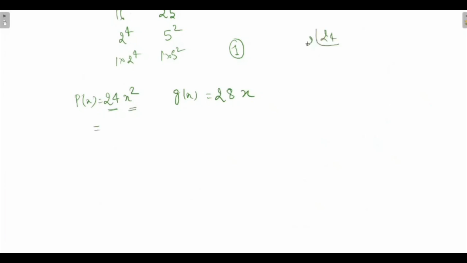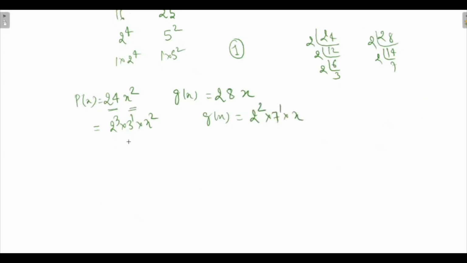So for 24, I am dividing it by 2, I get 12. I am dividing it by 2 again, get 6. I am dividing it by 2, I get 3. So I am writing 24x square as 2 to the power 3 into 3 to the power 1 into x square. Here I am writing 28x, again trying to factorize 28, I got 14, again I got 7. So I'm writing it as 2 to the power 2 into 7 to the power 1 into x.